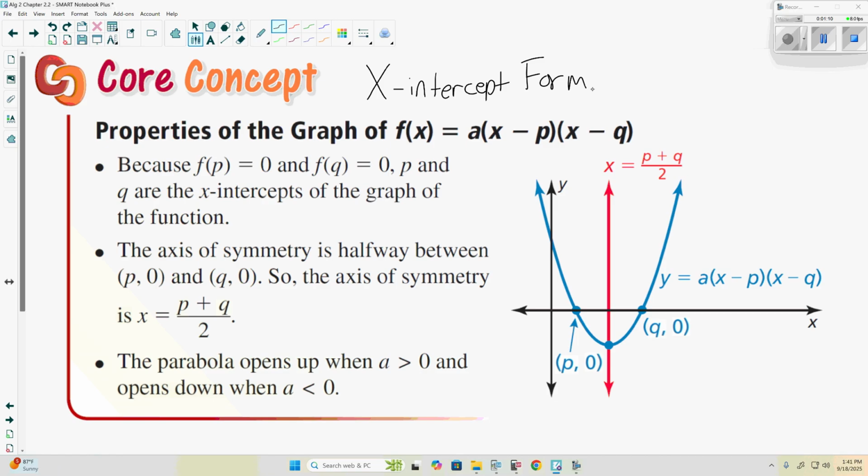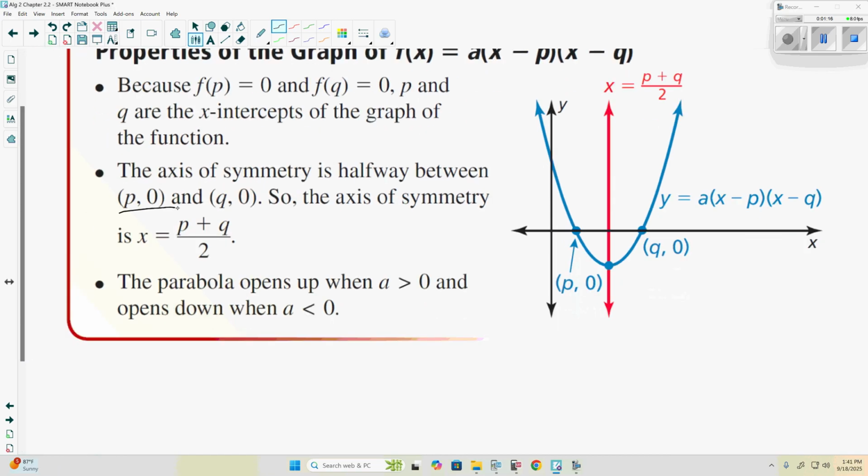The values of p and q are the x values of the x-intercepts. So p comma 0 and q comma 0 would be the x-intercepts where it crosses the x-axis. The axis of symmetry is given to us by the equation x is equal to p plus q over 2.